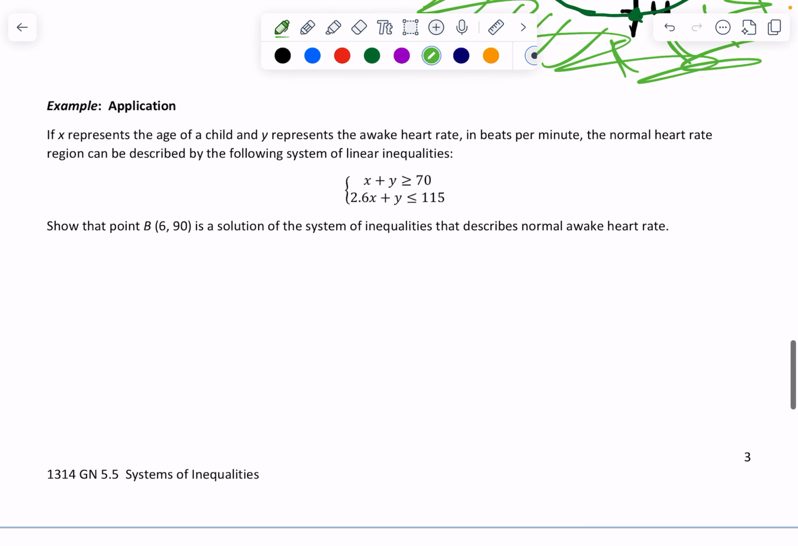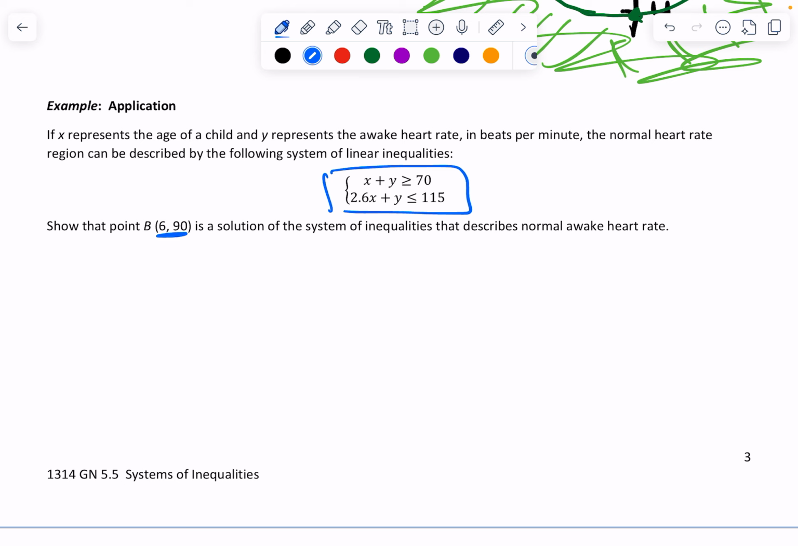Okay, let's look at an application here. If x represents the age of a child and y represents the awake heart rate in beats per minute, the normal heart rate region can be described by the following system of linear inequalities right here. Show that point (6, 90) is a solution of the system of inequalities that describes normal awake heart rate.